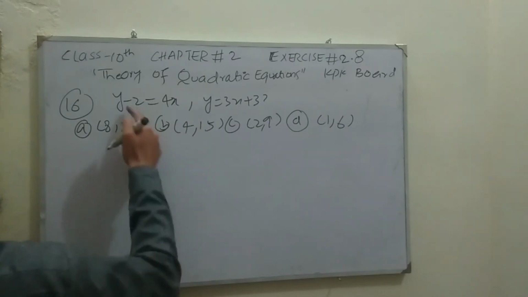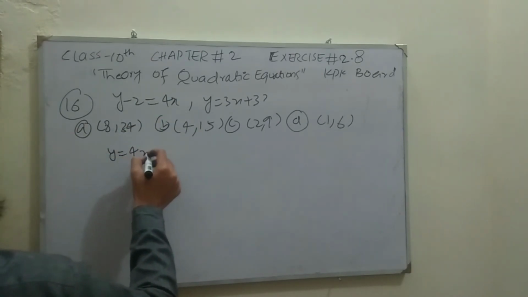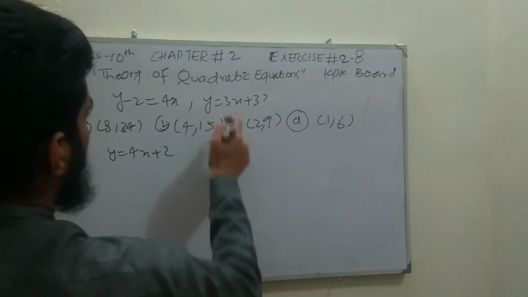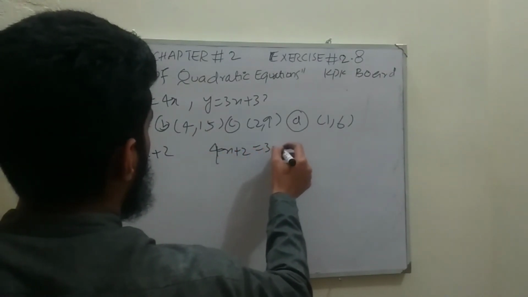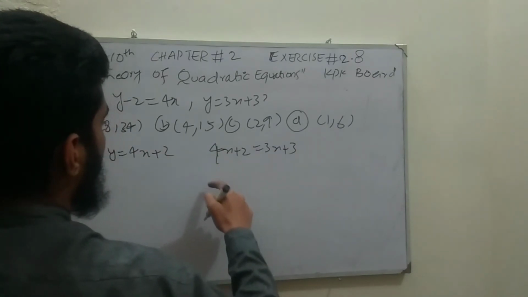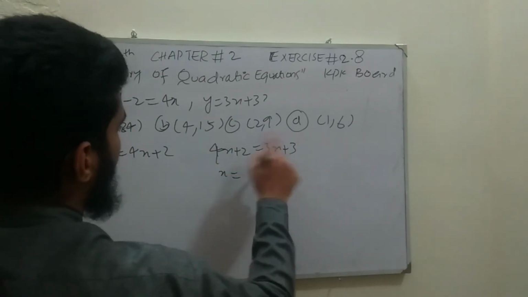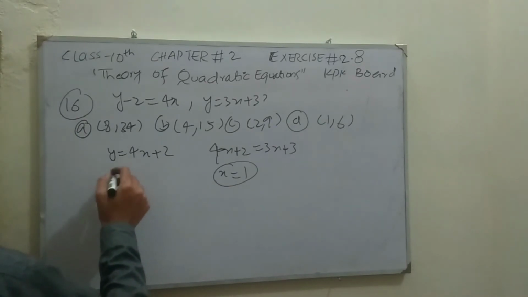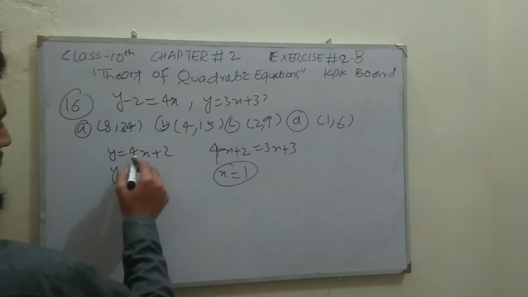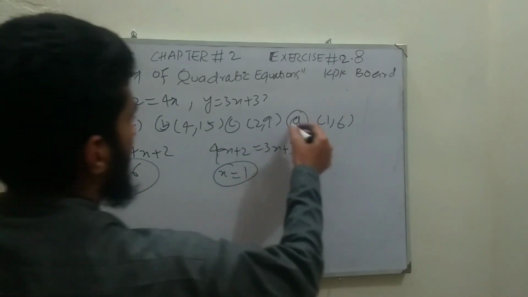Shifting minus 2 to the right hand side in the first equation, it becomes y is equal to 4x plus 2. Put y is equal to 4x plus 2 in the second equation, so 4x plus 2 is equal to 3x plus 3. Shift 3x to the right hand side, it becomes x is equal to 3 minus 2, which gives us 1. X is equal to 1. Put x is equal to 1 in the first equation, so the value of y will be equal to 4 times 1, 4 plus 2, which gives us 6. So the solution is 1 and 6.